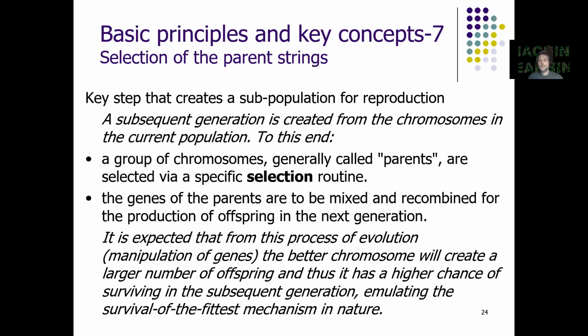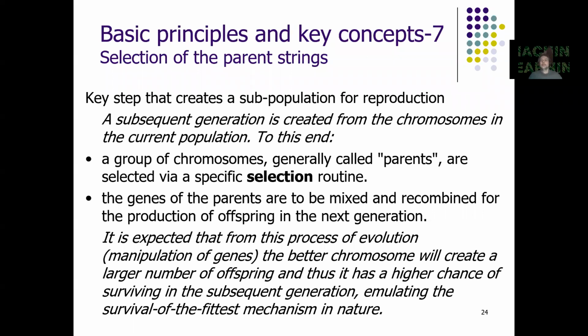The idea is that you have a group of chromosomes. These are called parents, and these are selected through some kind of method or function, which is called the selection function. So the genes of the parents are mixed and combined to produce offspring for the next generation. The role is very important, as I'm going to explain.